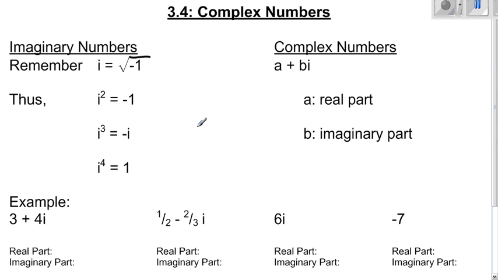So the shortcut would just be divide by 4, and your remainder tells you what it's equal to. The remainder is 1, 2, 3, or 4.